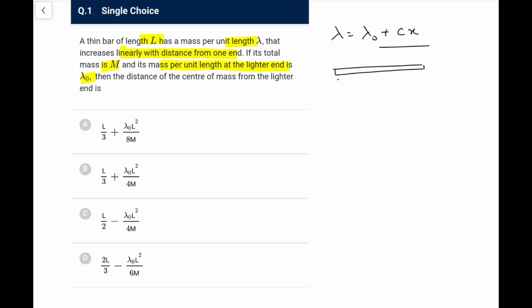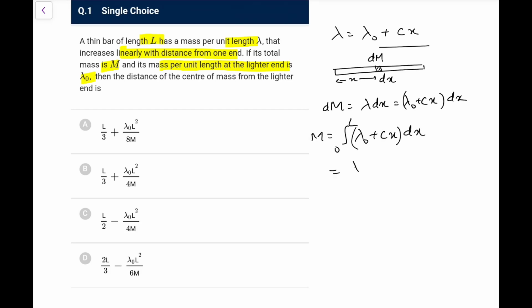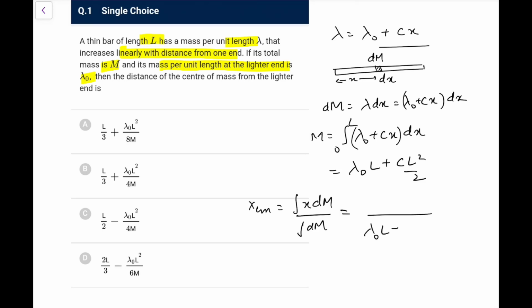First of all, go at a distance x, take a small length dx and let the mass be dm. So the mass of this small section would be equal to lambda dx, which is lambda naught plus cx into dx. So first let me calculate the total mass: integral of lambda naught plus cx dx from 0 to L comes out as lambda naught L plus C L square by 2. Now for finding xcm, the formula says integration x dm upon integration dm, and multiplying by x it becomes lambda naught L square by 2 plus C L cube by 3.